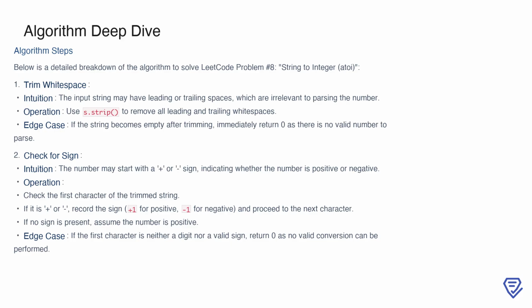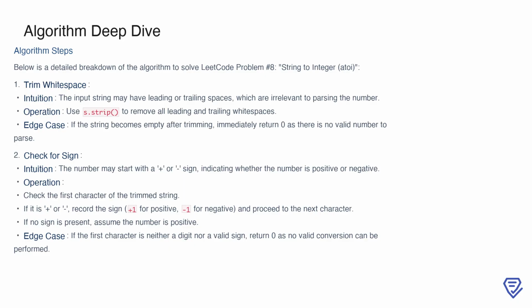To begin solving this problem, the first step is to handle any unnecessary whitespace in the string. Leading or trailing spaces are irrelevant for parsing a number, so we can use the strip method to remove them. This ensures we're working with a clean input. If the string becomes empty after trimming, there's no valid number to parse, so we can simply return 0 at this point. Next, we need to check if the number has a sign.